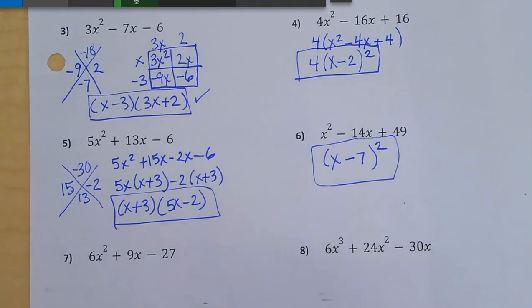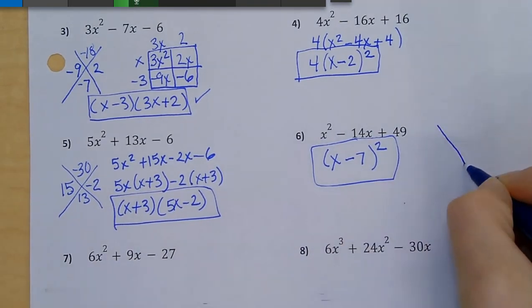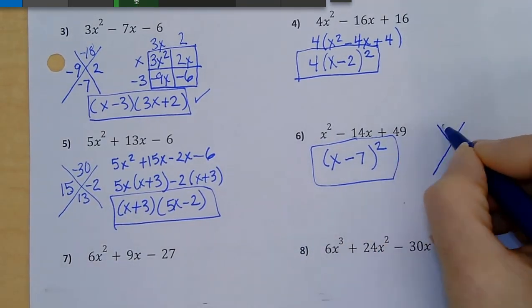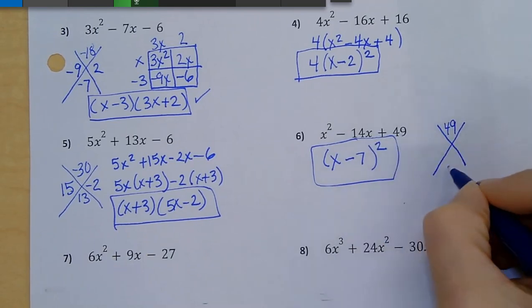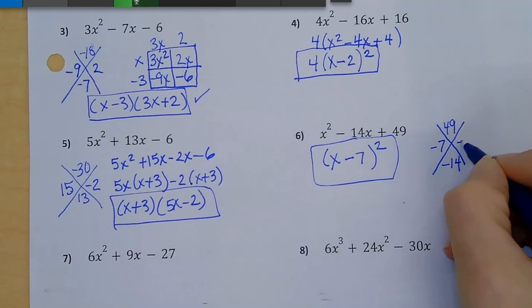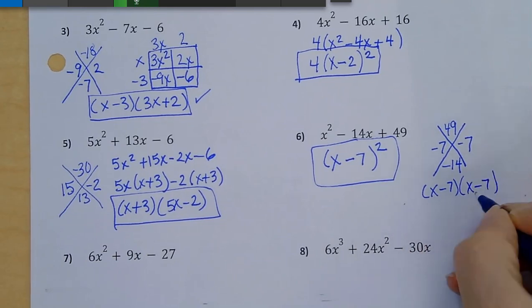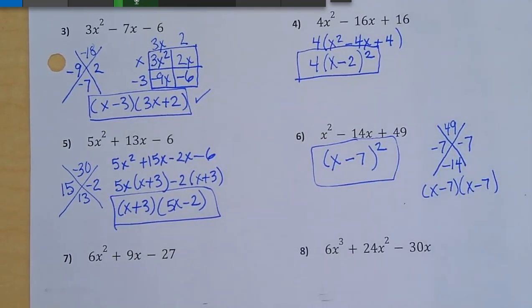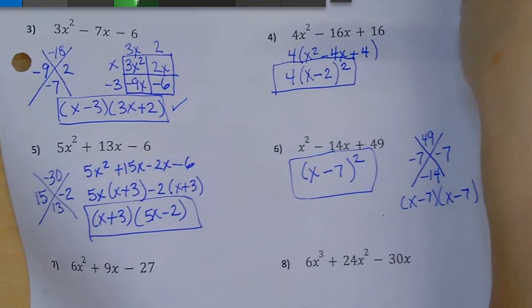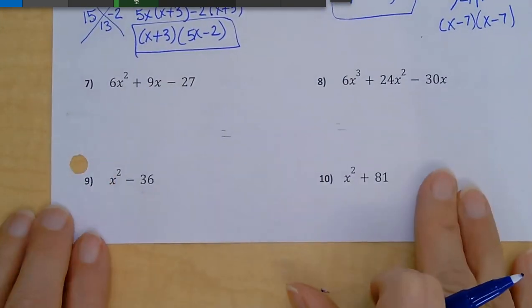Hold on. You can do this other ways as well. You could always use your x puzzle and say what two numbers multiply to give me 49 and add together to give me negative 14. And so you know that's negative 7 and negative 7, right? This would give you x minus 7 times x minus 7, which I can rewrite as x minus 7 squared. So there are always multiple ways to get these done.